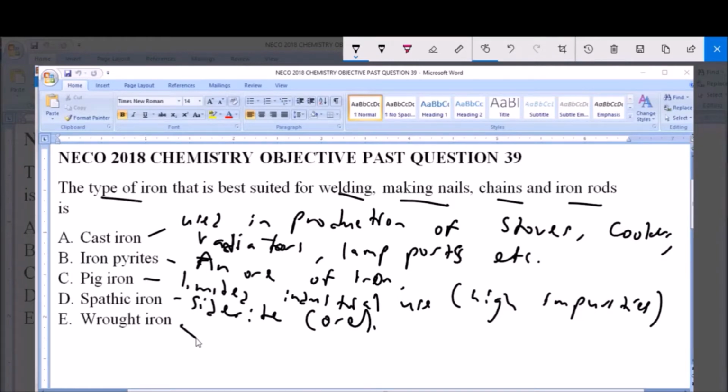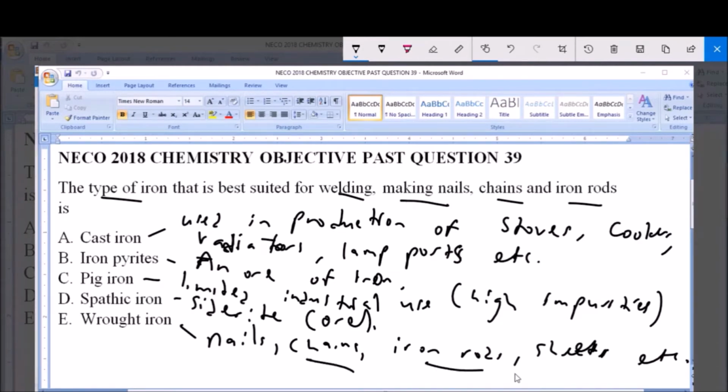Wrought iron is used in the production of nails, chains, iron rods, sheets, etc. So as you can see, it is used for the production of various materials that can be used industrially. Now it is used in making nails, chains and iron rods, is what the question gives to us. And as we established here, it's wrought iron which is used in the production of those materials. So option E, wrought iron, is the correct answer to this question.